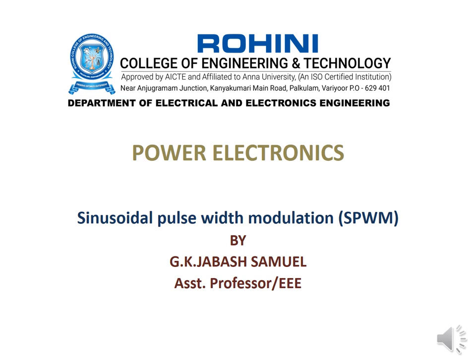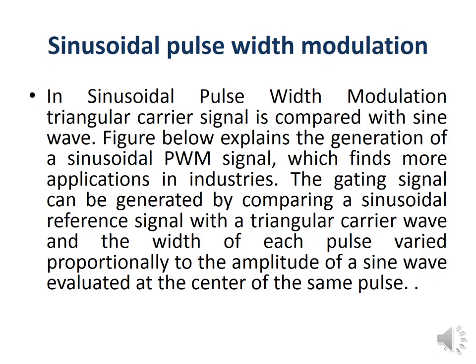So in this chapter we discuss the various concepts of pulse width modulation. Pulse width modulation is a control technique used to control the output of an inverter. Pulse width modulation is classified into three types: single pulse width modulation, multiple pulse width modulation, and sinusoidal pulse width modulation. In this chapter we discuss the concept of sinusoidal pulse width modulation.